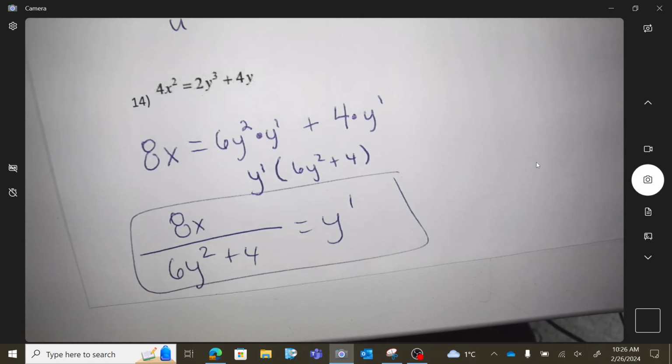Some of these questions on your test might have at the very end, find the derivative at this point or something. So now you just do this work and plug in the coordinate at the end, right?